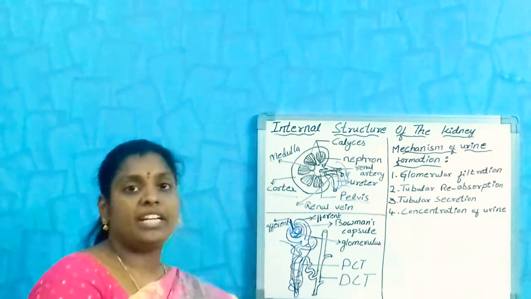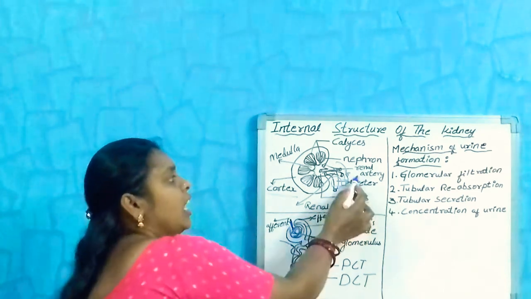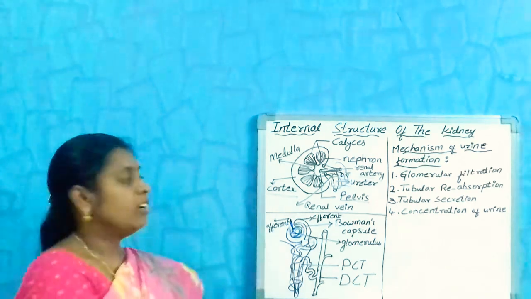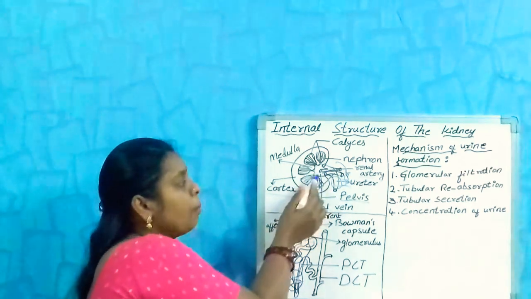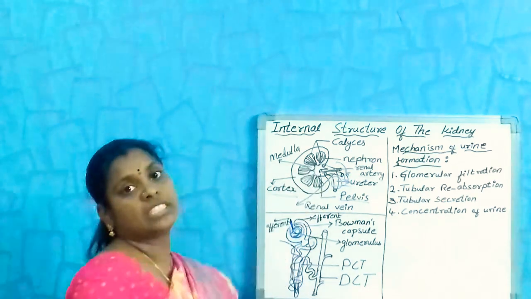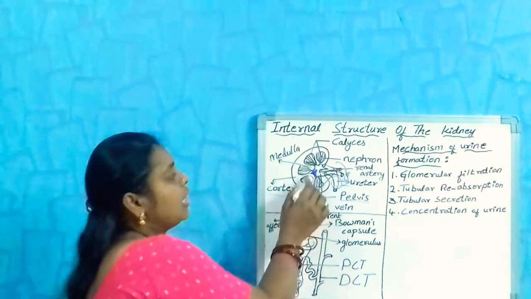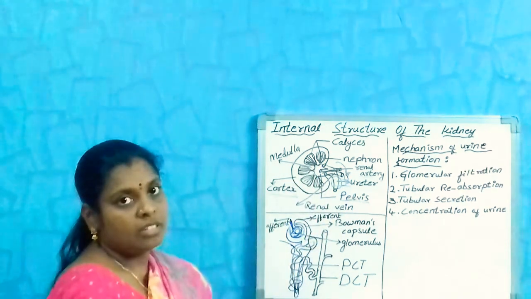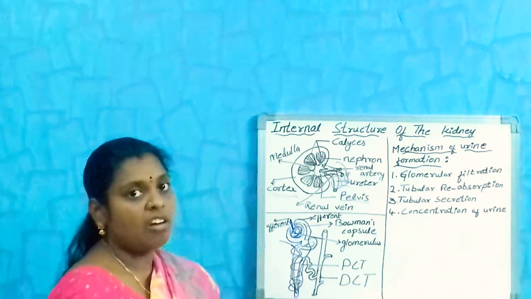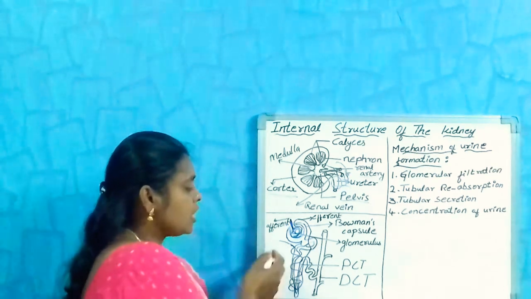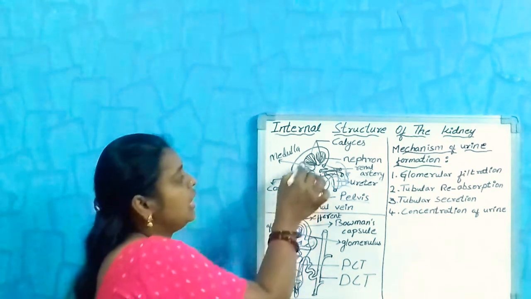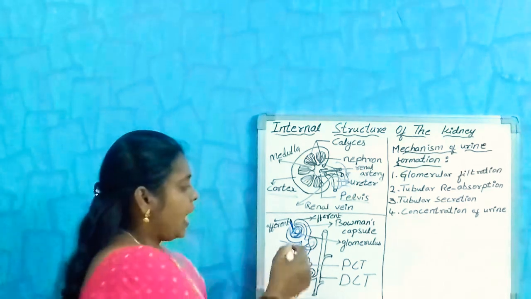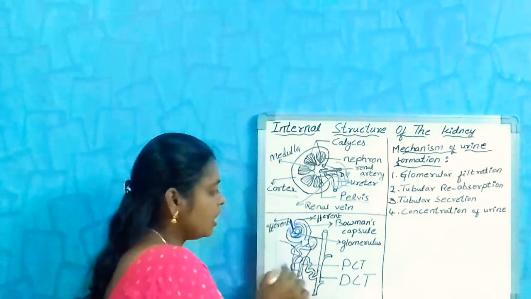When the blood reaches the kidney through the renal artery, the blood enters through the pelvis into the calyces, and reaches the nephron for the purification of blood. This is the structure of the nephron. Each and every single line, we call it a nephron. And if you see, this is the structure of the nephron.